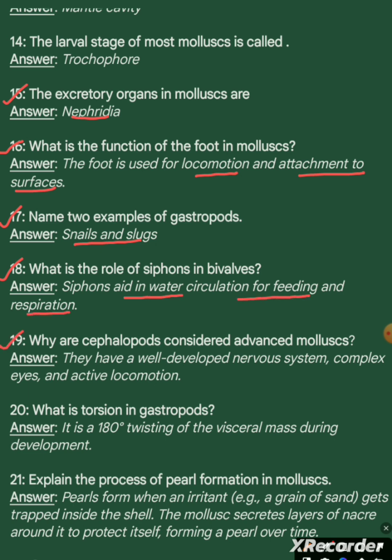Question 19. Why are cephalopods considered advanced mollusks? Answer. They have a well developed nervous system, complex eyes, and active locomotion. Question 20. What is torsion in gastropods? Answer. It is a 180-degree twisting of the visceral mass during development.